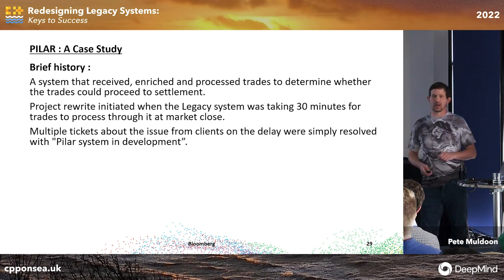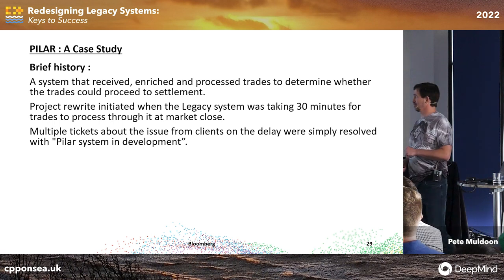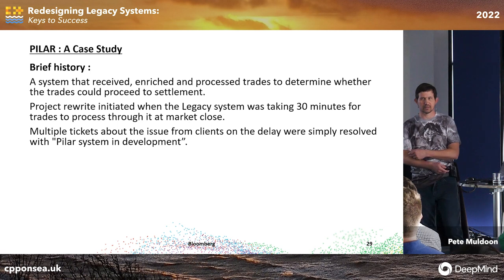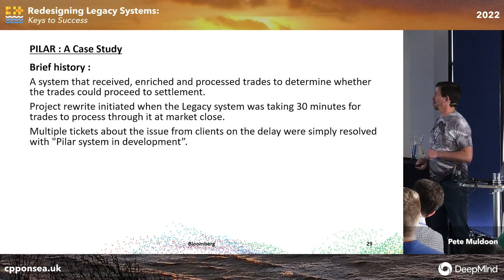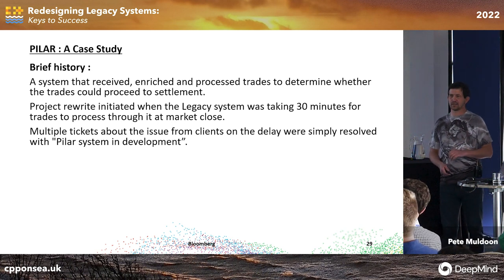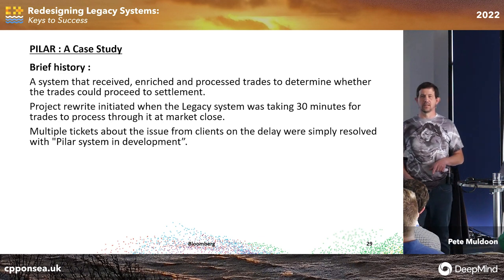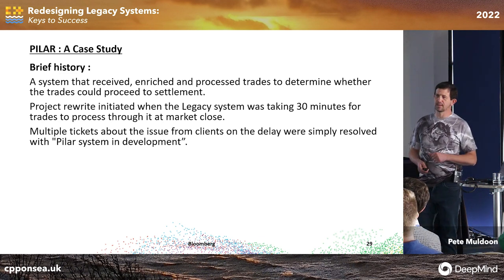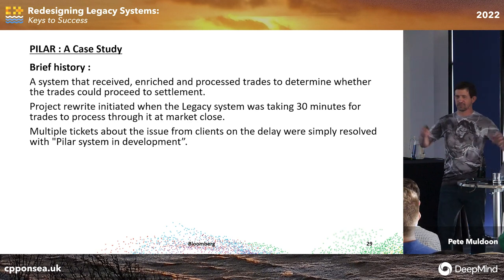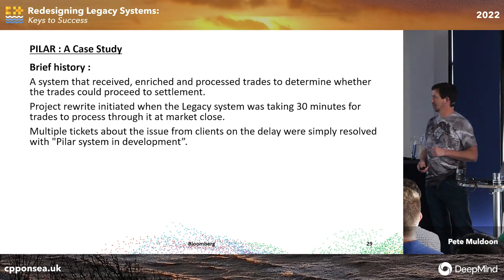The brief history was, this was a financial trading system that enriched and processed trades to determine whether to go down to settlement. And settlement means where the money changes hands, right? And it's tightly regulated. It was a project rewrite initiated when the legacy system, the current system, was taking 30 minutes for trades to process at market close. It's about 4 p.m. in the States. What happens is everybody holds back their trades so you don't see their position. Then at 4 o'clock, they all pop them in, so you can't react to it.